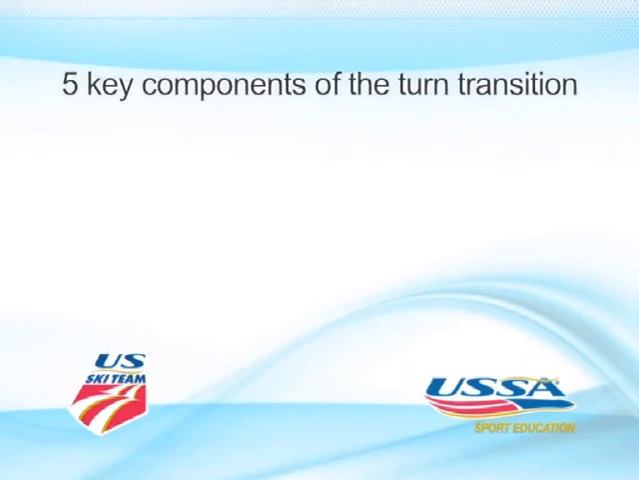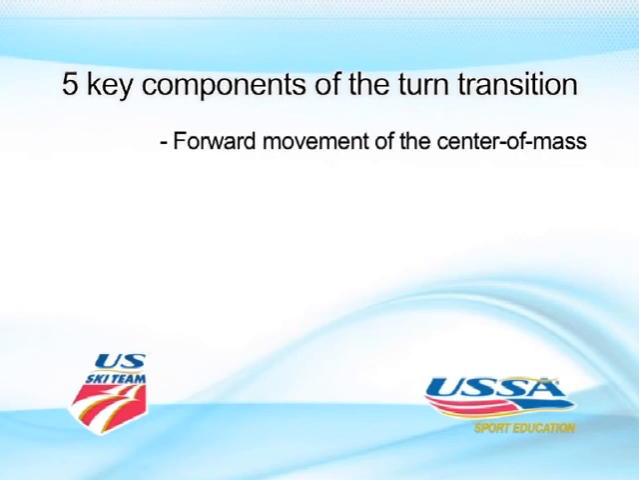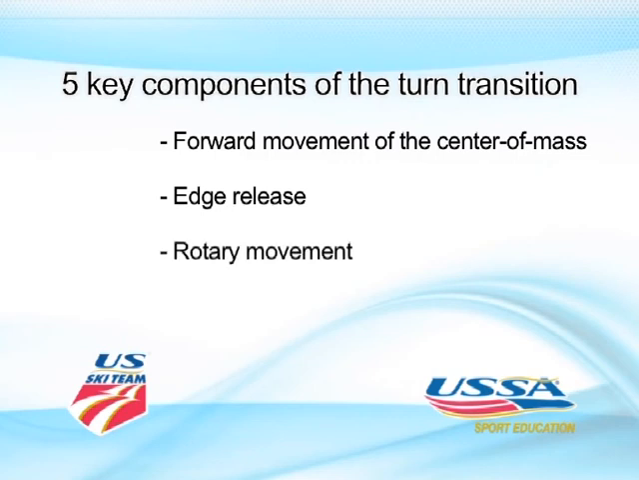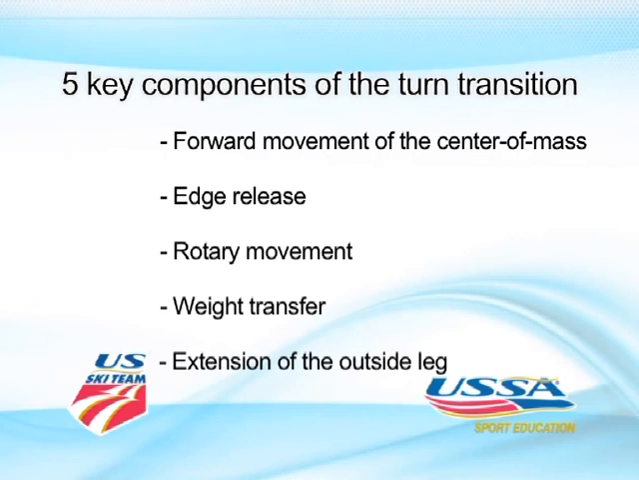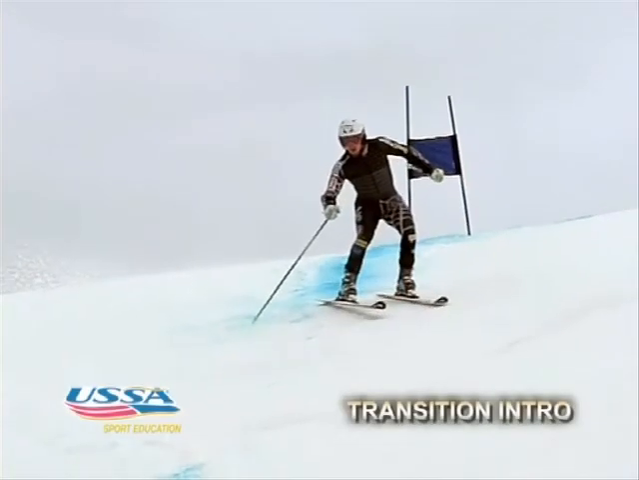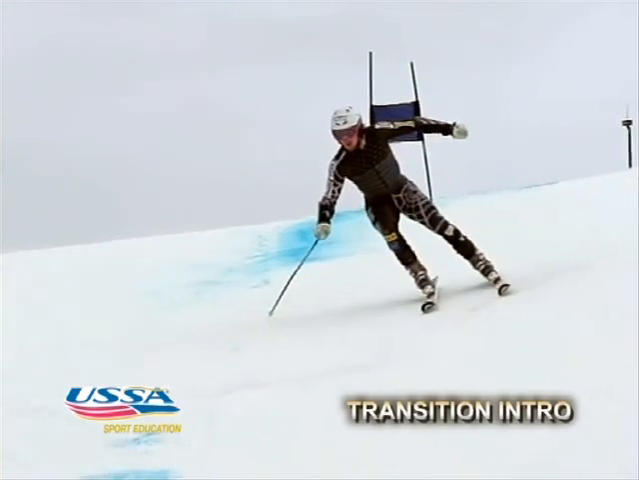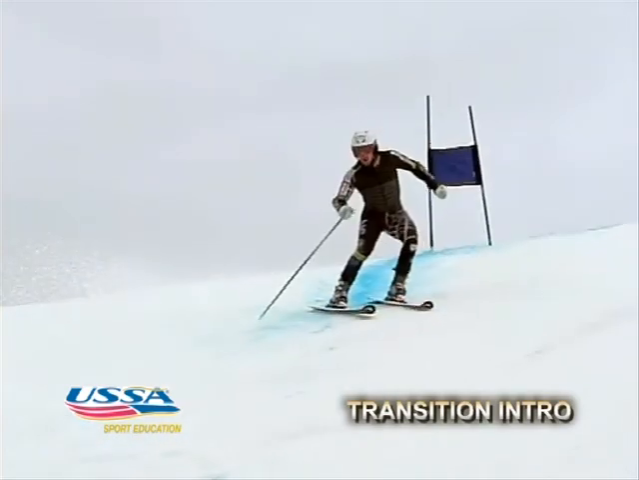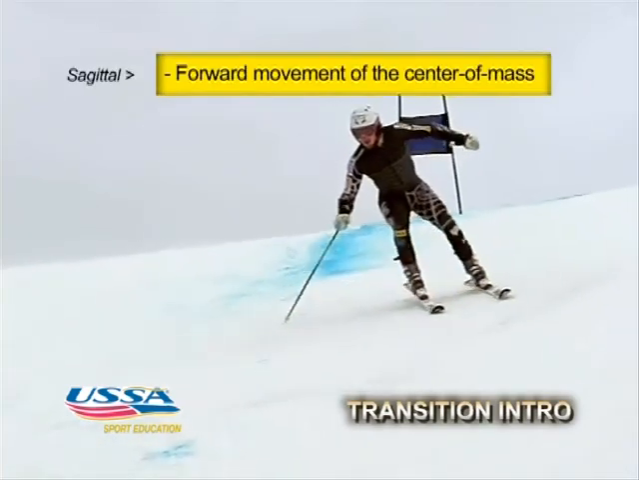We are now going to explain the 5 key components of the turn transition: forward movement of the center of mass, edge release, rotary movement, weight transfer, and extension of the outside leg. 3 of these coincide with the 3 cardinal planes: sagittal, frontal, and horizontal. Essentially, a forward movement of the center of mass, an edge release, and a rotary movement. The forward movement is in the sagittal plane.